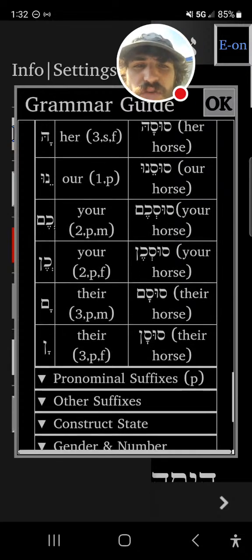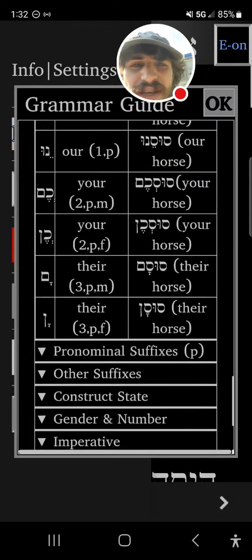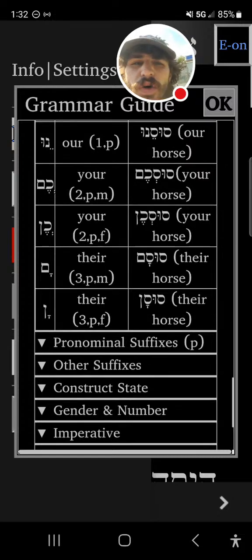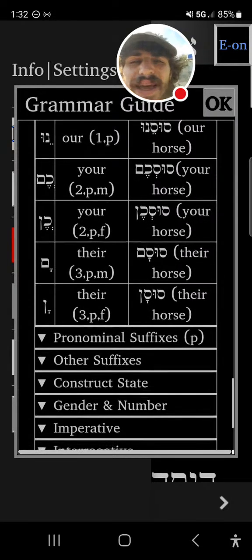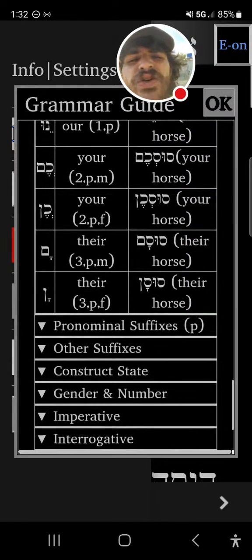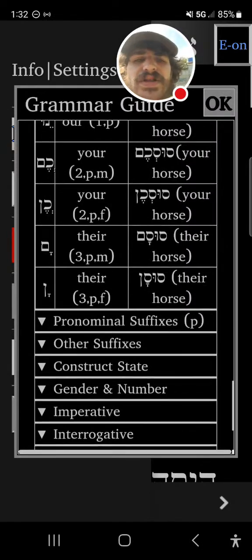Our horse would be a nun and a vav at the end. Suseinu, our horse. Your horse, but masculine and plural, is Suschem. You had a chaf and a mem at the end. If you add a chaf and a nun at the end, it's still plural, but now it's plural feminine.